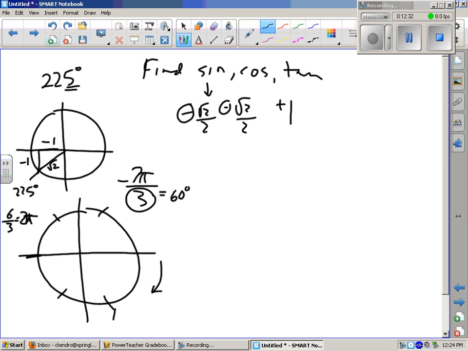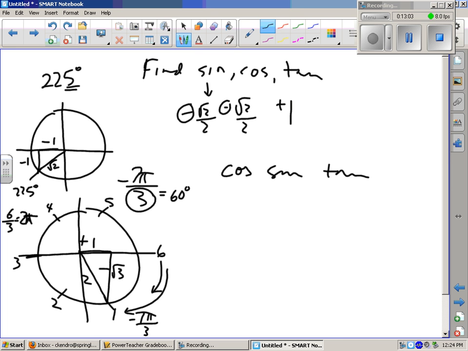So let's count. Here's 1 third, 2 thirds, 3 thirds, 4 thirds, 5 thirds, 6 thirds, go one more, and I'm at 7 thirds, negative 7 thirds. So if I draw the triangle in there, this is 1, this is 2, this is root 3. This is positive, right? This is negative, down. So if I want the cosine, the sine, and the tangent, the cosine of a 60-degree angle is x over r. So that's 1 over 2. The sine would be y over r, so negative root 3 over 2. Tangent is sine over cosine, so it's negative root 3 over 2 over 1/2. 2's cancel, you're left with negative root 3.